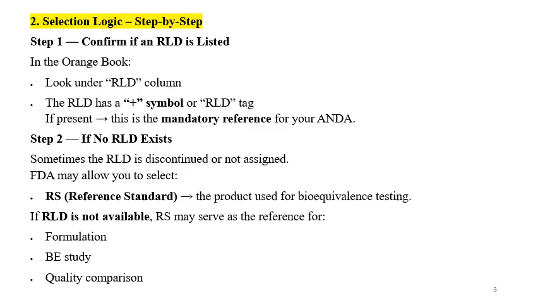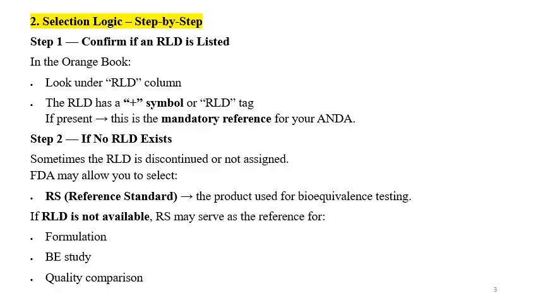Then step 1 for the selection of RLD. Confirm if an RLD is listed. So look under the RLD column. The RLD column will have a plus symbol or RLD tag. If present, this is the mandatory reference for your ANDA. You cannot use any formulation as a reference. The US FDA designates the reference formulation.